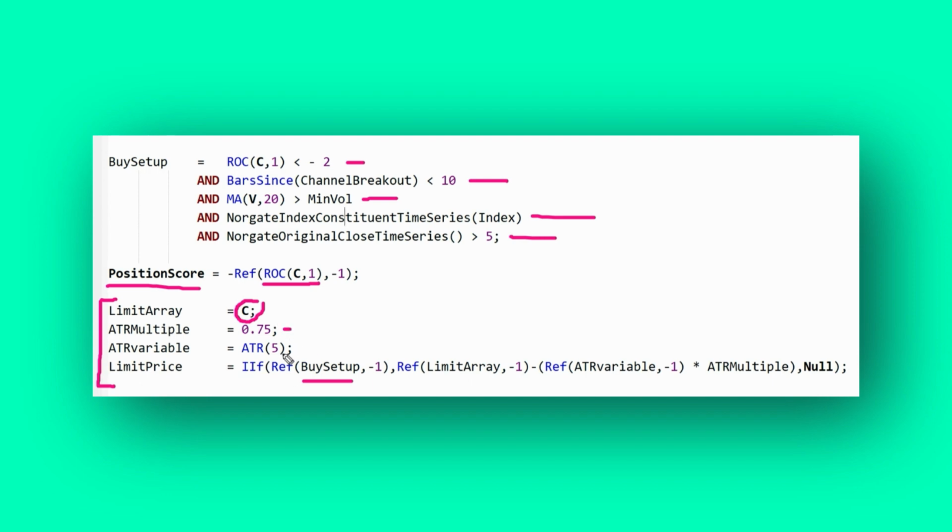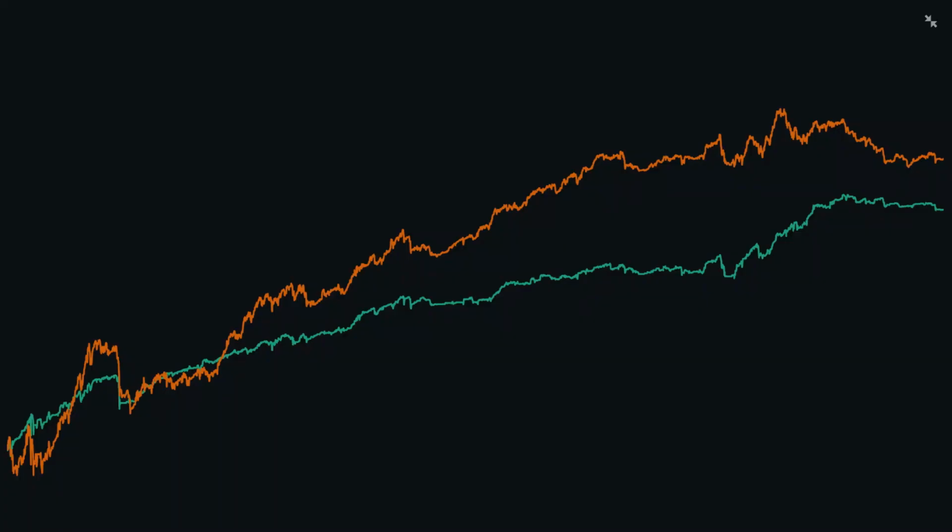When there's a valid buy setup generated, we simply take the current ATR's reading and we take 3/4 of it and subtract this from the closing price of the stock, and that equals our limit buy order. It's as simple as that. Moving on to the results.